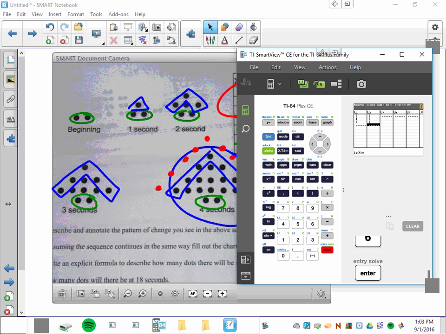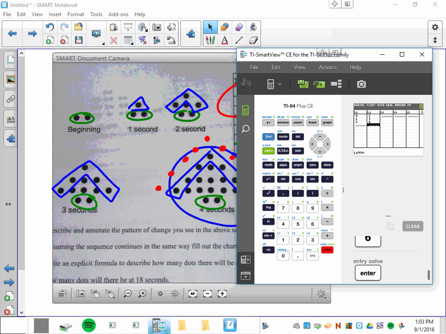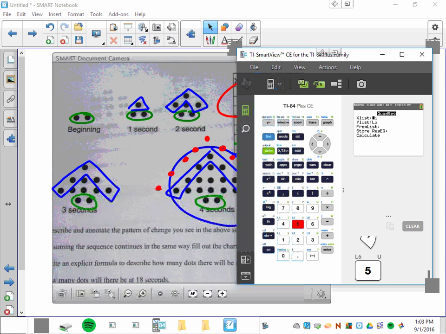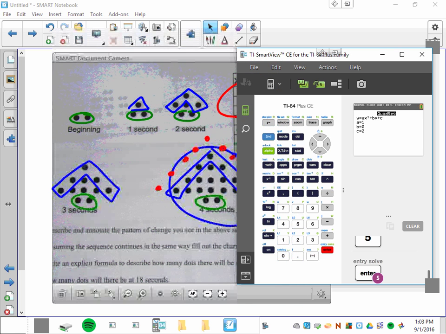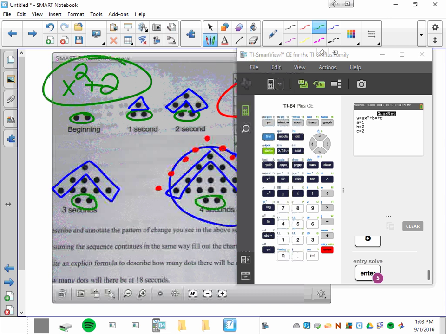Okay, so that chart should match this chart. And then I push Stat again and go over to Calc. And this is quadratic, so that's number 5. Go down to Calculate. And it says the formula is 1x squared, so x squared, plus 0x plus 2. So I don't need to write 0x. The explicit formula is x squared plus 2.